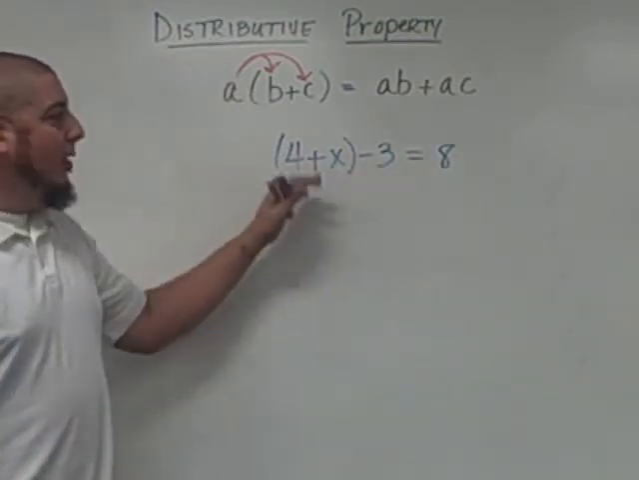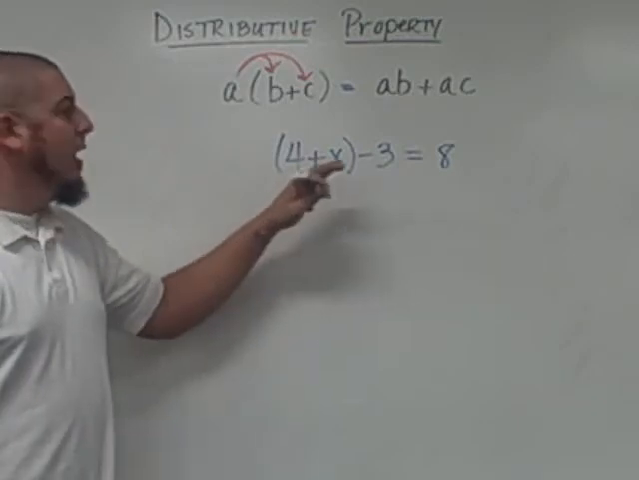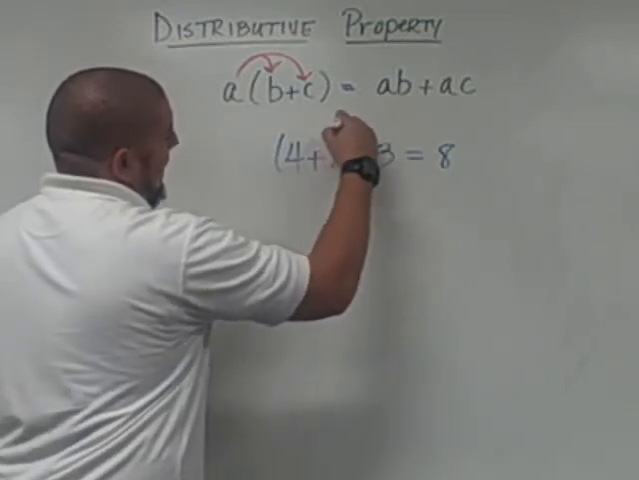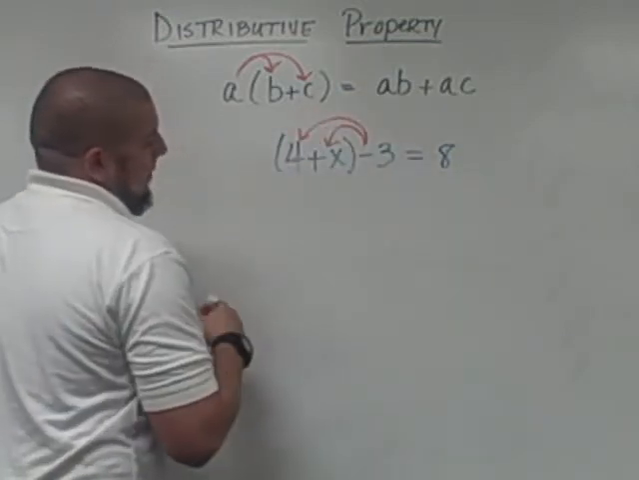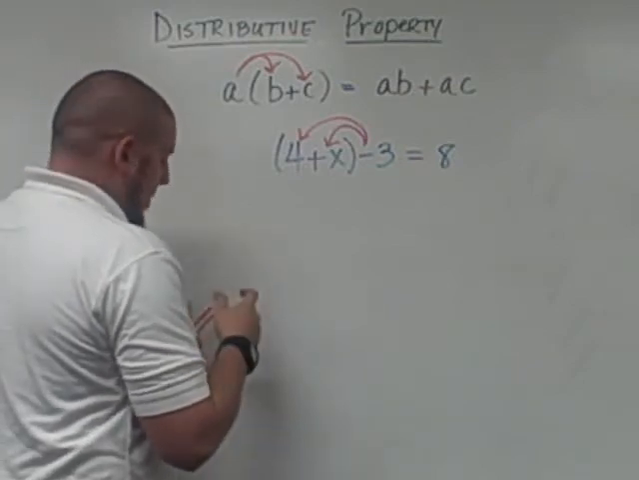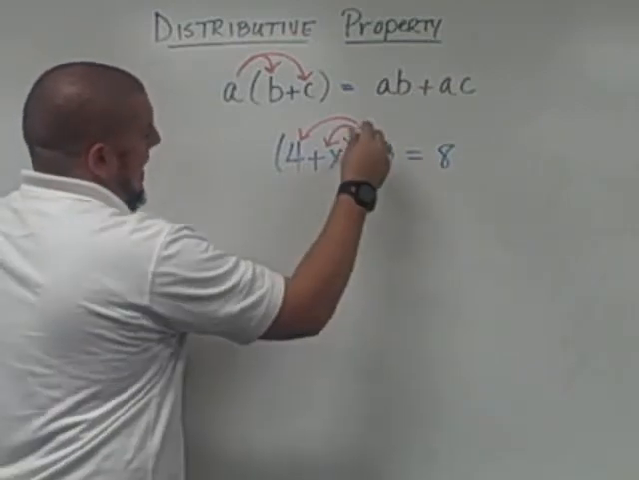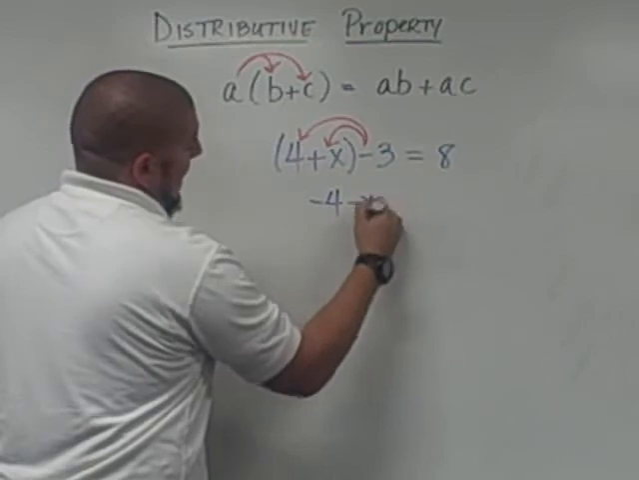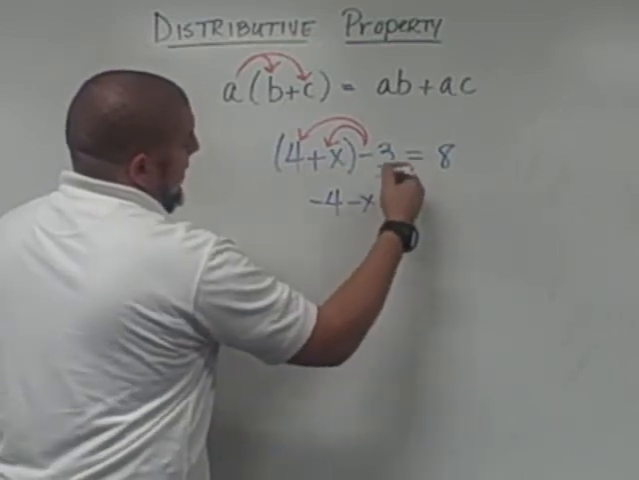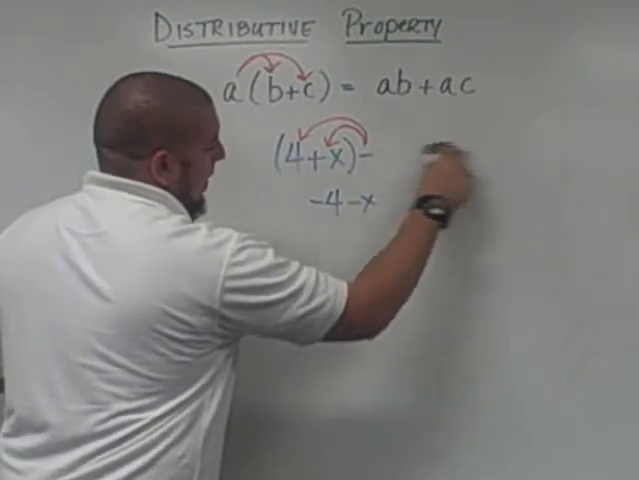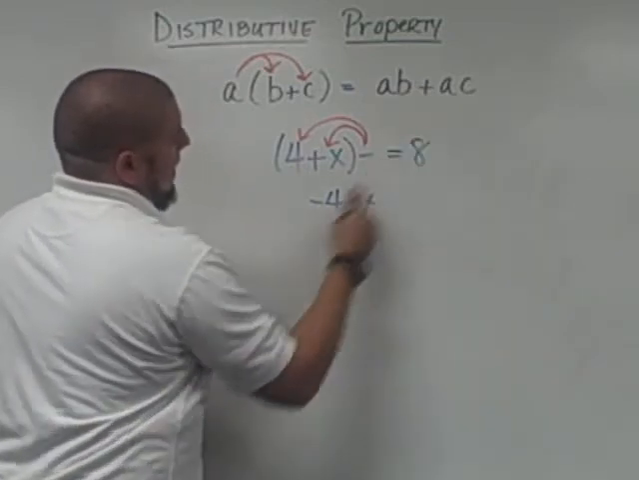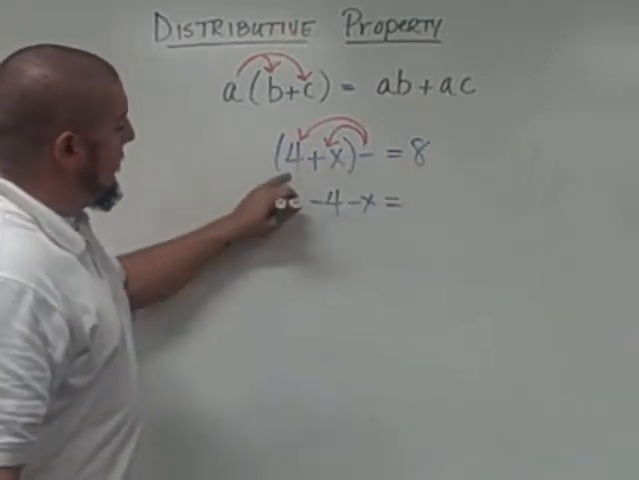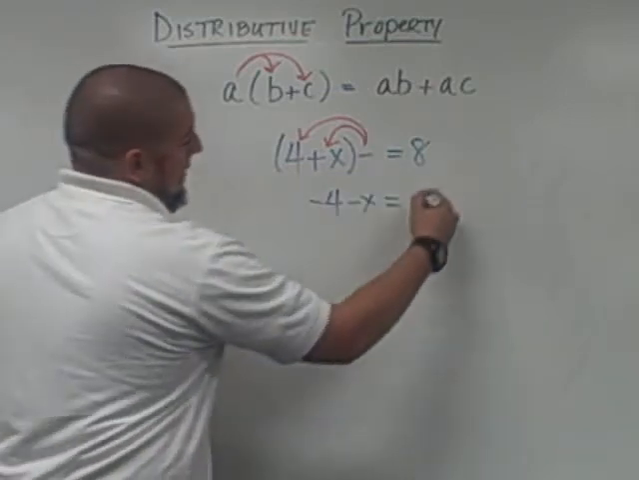If we do this problem, there is a thing called reverse distribution. Okay? You can distribute backwards. For example, I can take this negative and throw it back here. If I do that, a negative times 4 is negative 4. Negative times x is negative x. And then, of course, I'm just going to take this 3 out just for the example, because I don't want to confuse you with another number right now. So this becomes negative 4 minus x equals 8.